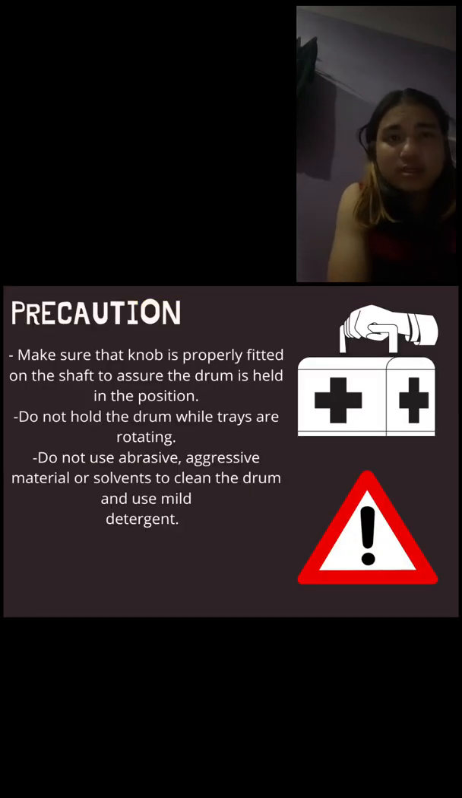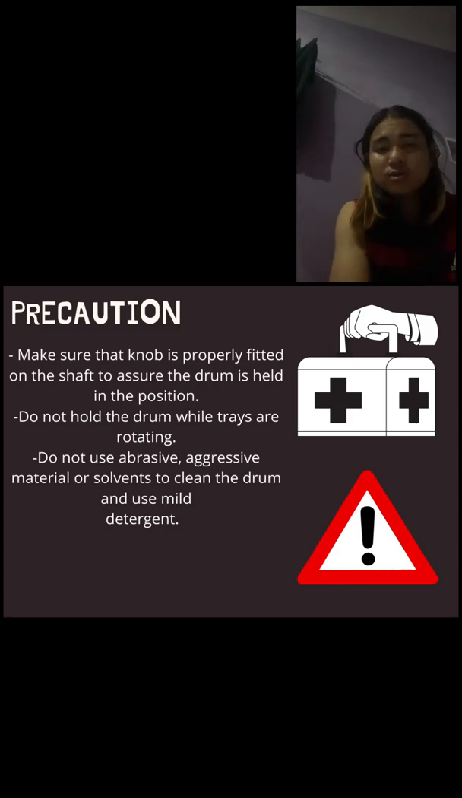Precaution of the friability test: make sure that the knob is properly fitted on the shaft to ensure the drum is held in position. Do not hold the drum while it is rotating. Do not use aggressive material or solvent to clean the drum, and use mild detergent.